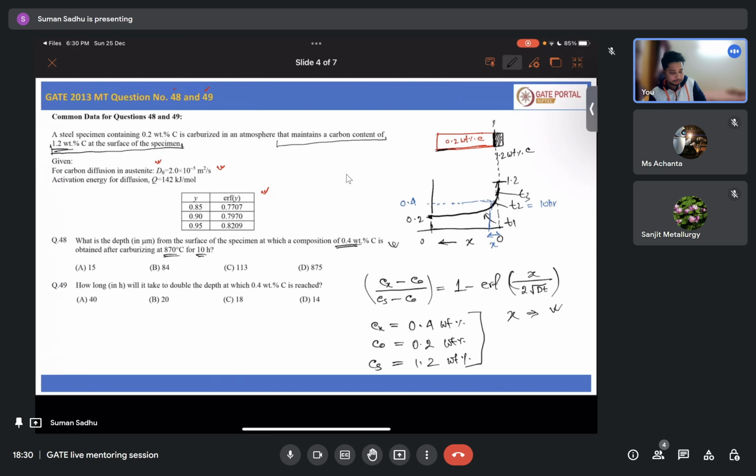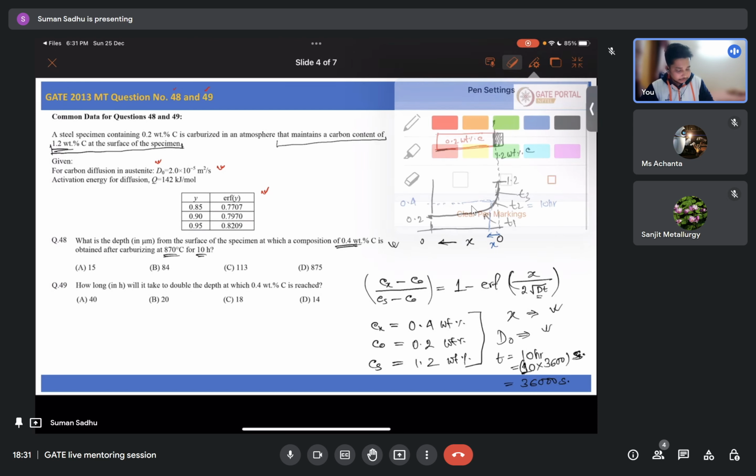Okay. And the D value is not given, D naught is given. So how can we calculate the D value? Time is also given, time is 10 hours. So 10 hours you have to write in terms of seconds. Keep this in mind: never write the time in terms of hours and put it in the equation, then you will not get the answer. So you have to convert the unit into seconds. You have to multiply it by 3600. So that will be the time in seconds. Okay. So this will be 36000 seconds.